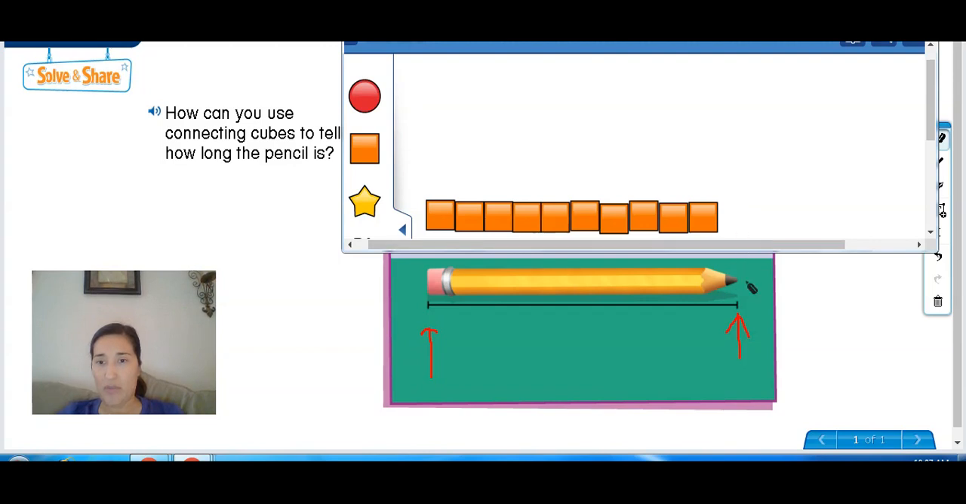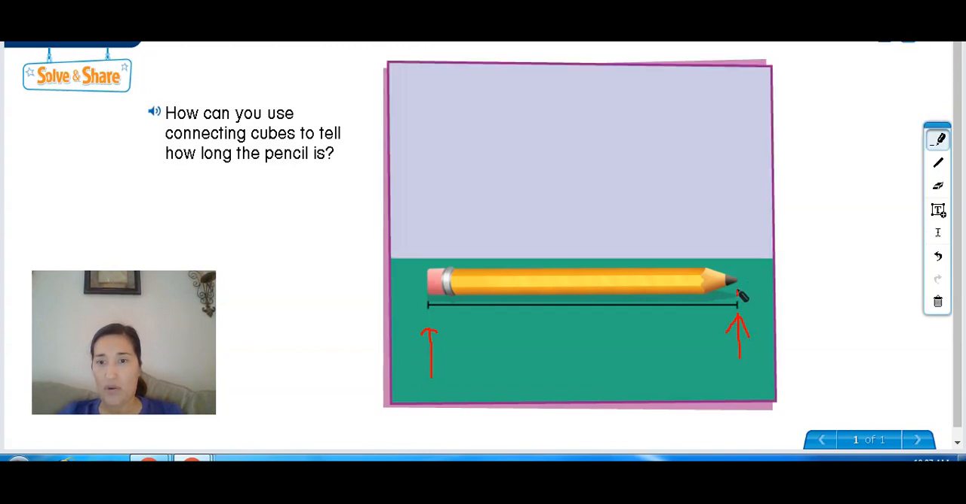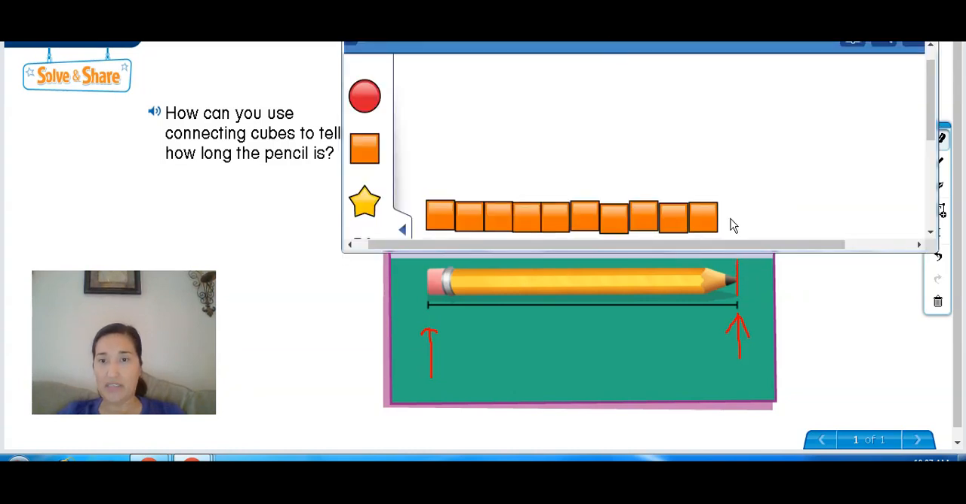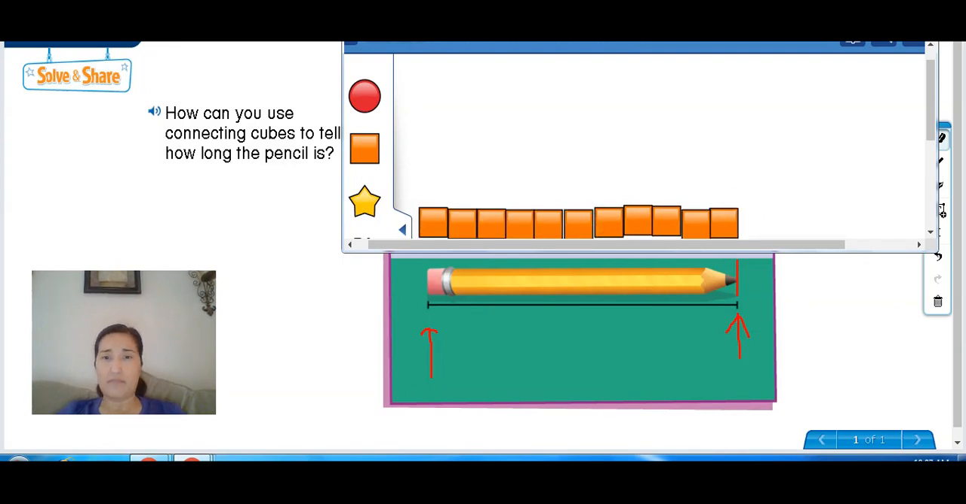So I have to come all the way to the end of the object. So, 11. So the length of the pencil is 1, 2, 3, 4, 5, 6, 7, 8, 9, 10, 11 orange squares long.